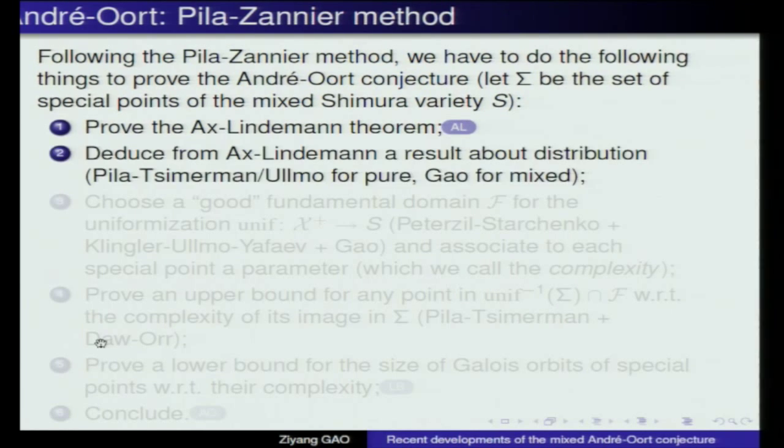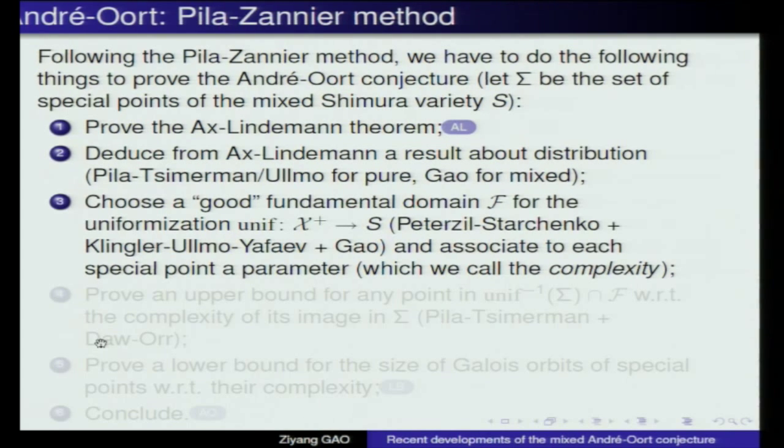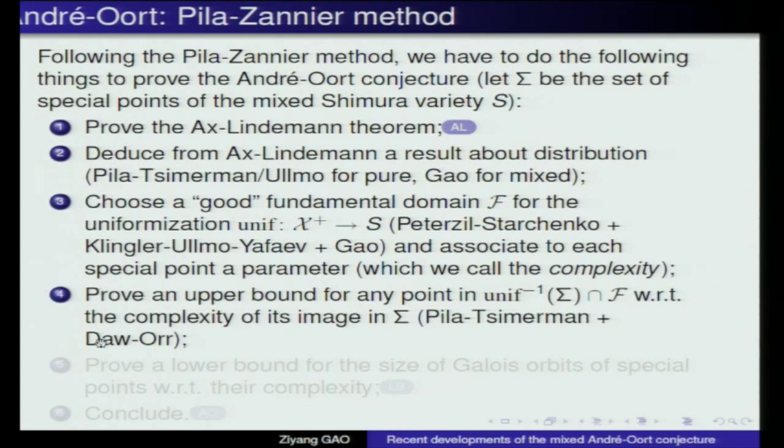So that's the first step. The second step is deduced from Ax-Lindemann: a result about distribution. This is not very hard and has been done by several people separately. The third step is to choose a good fundamental domain for the uniformization. There are natural candidates for the fundamental domain. The thing here is to prove that this is good, which means that it behaves well under some o-minimal structure. And this is also proved. And we associate to each special point a parameter called complexity.